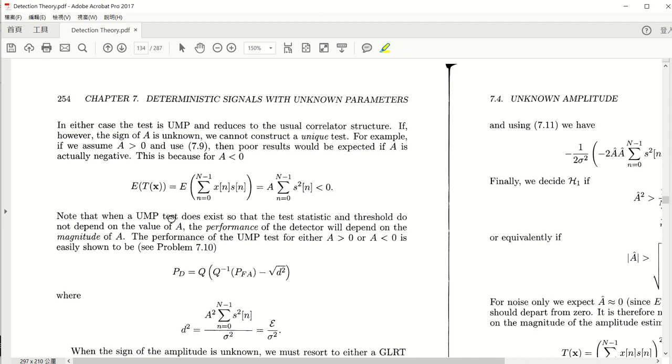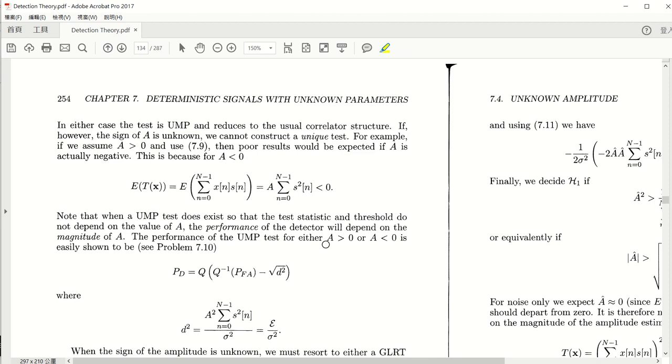So if a UMP test does not exist, so that the test statistic and threshold do not depend on the value of A, the performance of the detector will depend on the magnitude of A. The performance of the UMP test for either A larger than 0 or A smaller than 0 is easily shown to be something like this, where B squared is something like that, and we proved that before. But the point is, the UMP test exists if you know the sign of A.